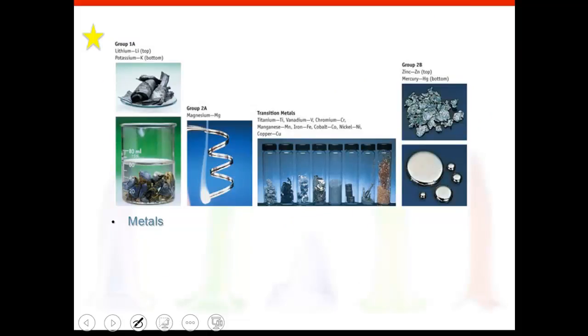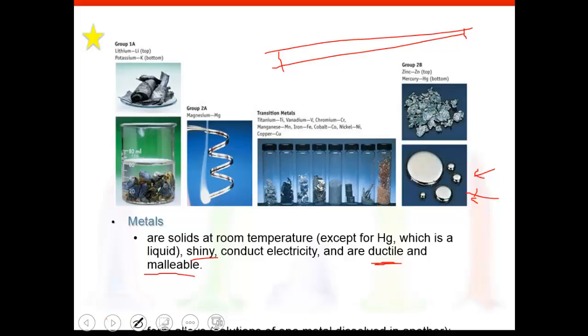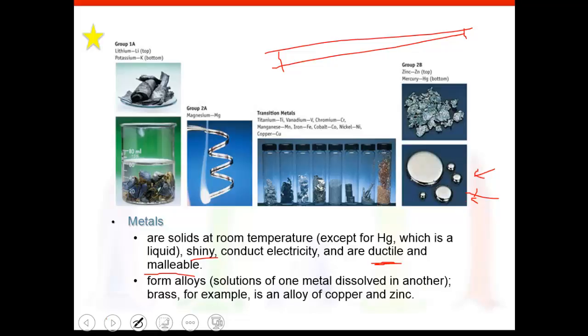Now, this is talking about the metals. They're solids at room temperature except for mercury. They're shiny, okay, meaning that they look like a mirror. They conduct electricity. Ductile means that you can pull them into long wires. Malleable means that you can beat them with a hammer into thin sheets. They can form alloys, two metals at least mixed together.